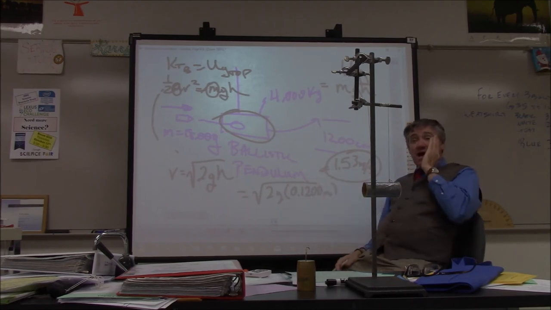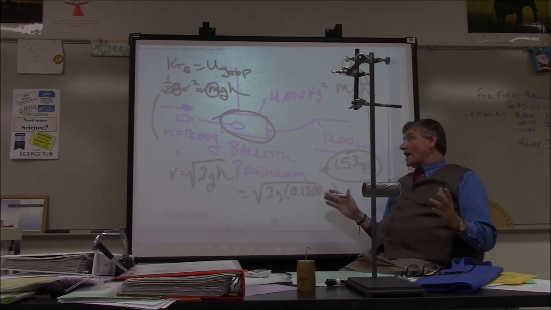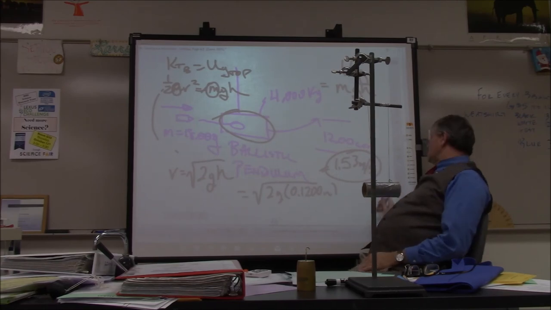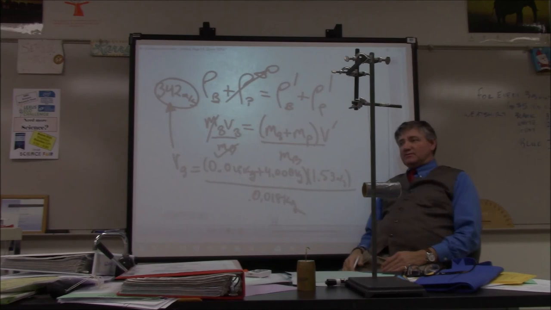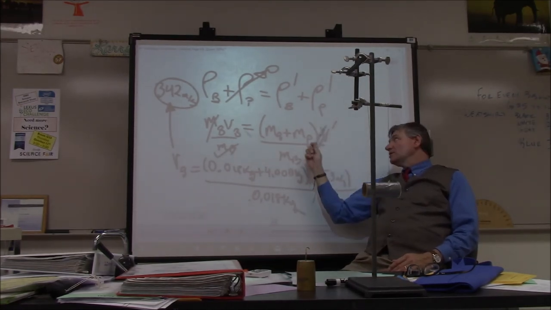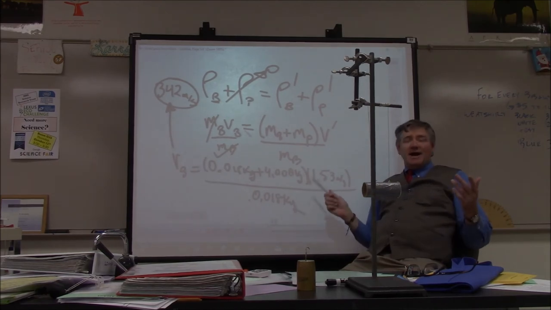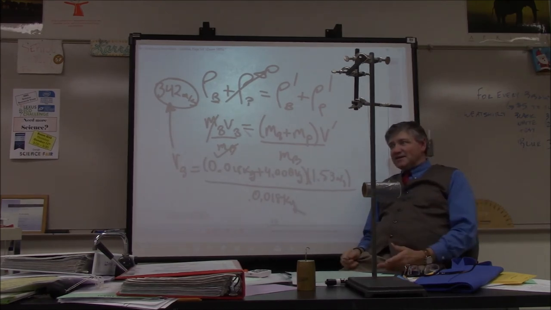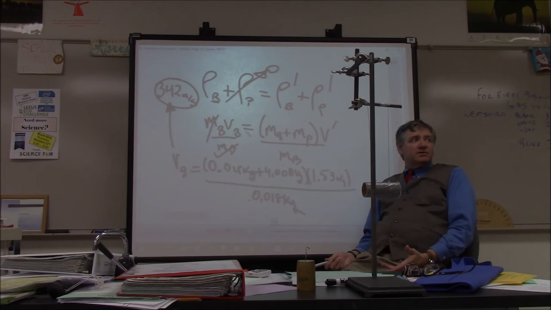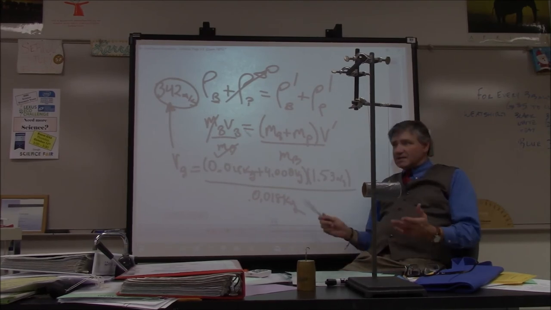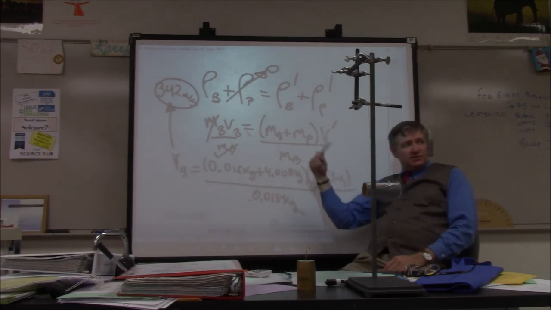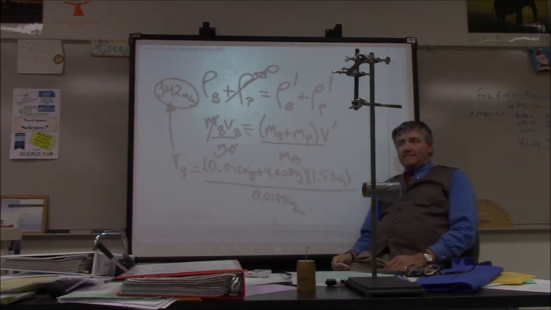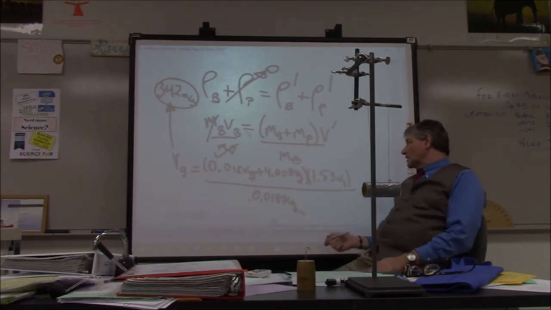Because here's the deal, I can't do momentum first. Why couldn't I even try to work the momentum problem first? You don't have a velocity prime. Yeah, I don't know how fast the bullet's going, nor do I know v prime. I can't do momentum if I try, because I have two unknown variables, okay? That's why you have to work energy first. That allows you to get this one, then you can roll with that on momentum, okay? Cool with that.